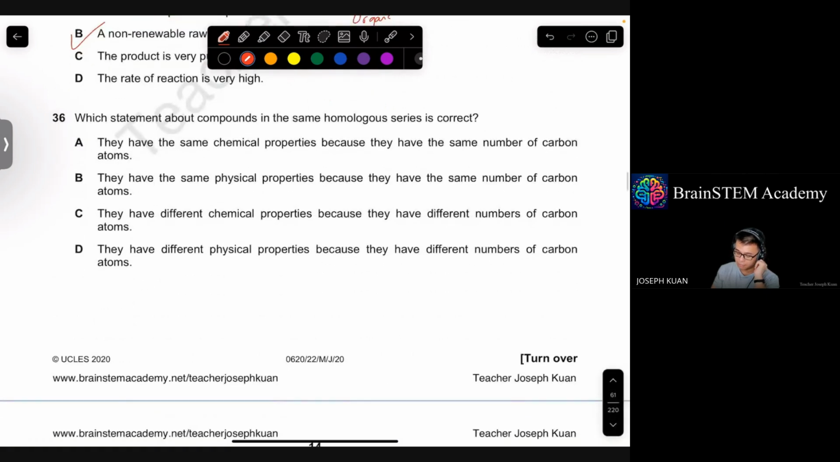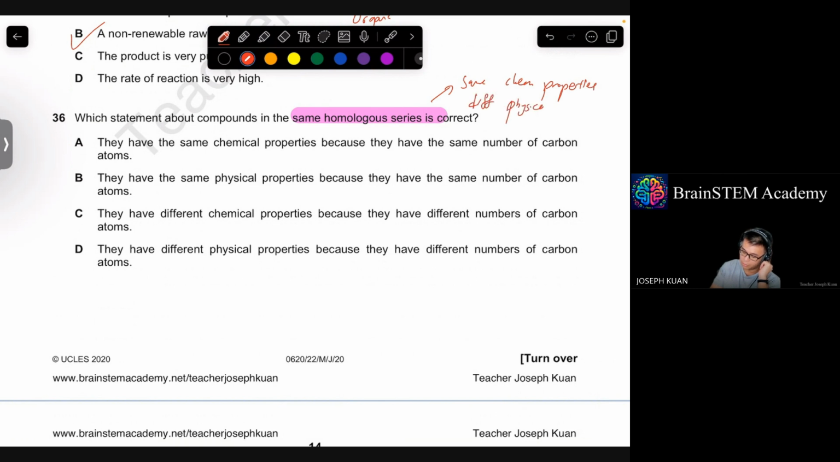Question 36. Which statement about compounds in the same homologous series is correct? So in the same homologous series, they will have the same chemical properties, but different physical properties.